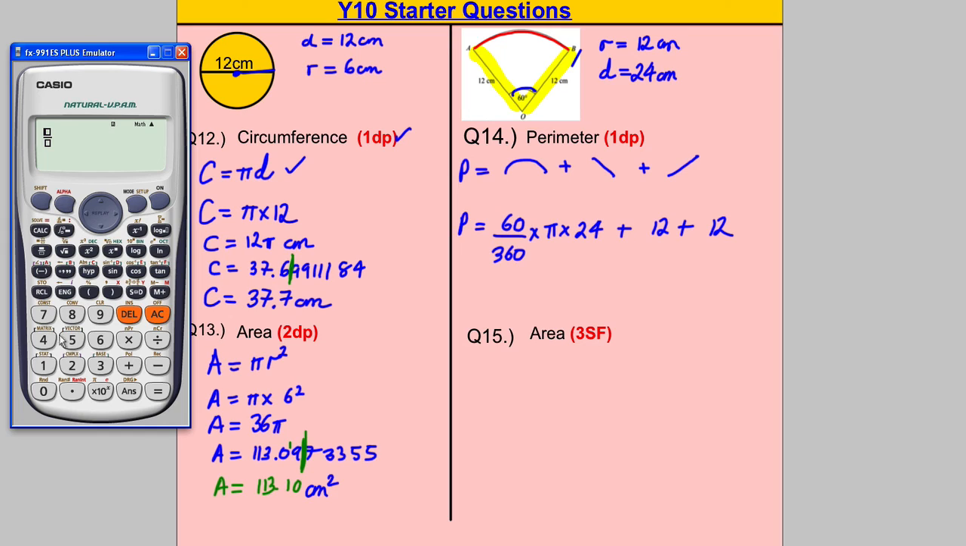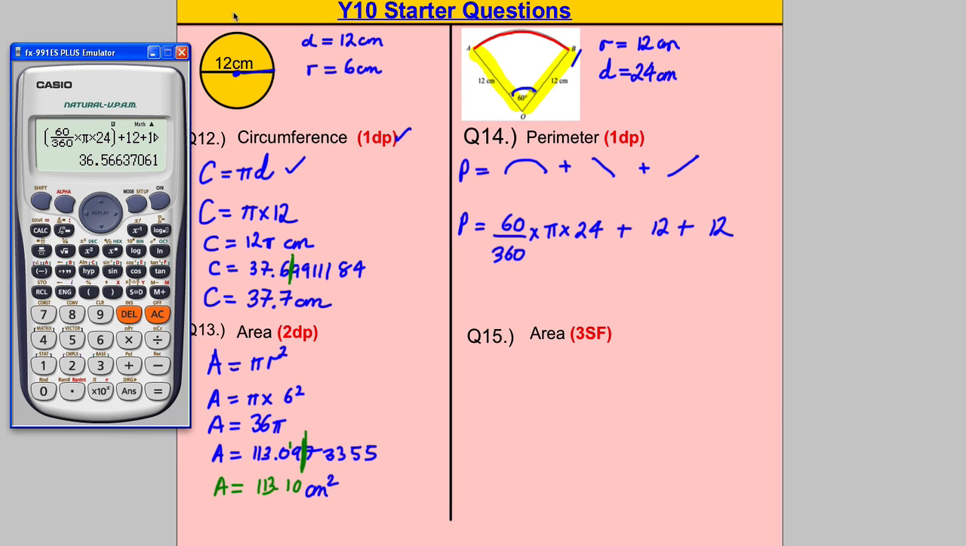Watch this. Fraction button, 60 over 360 multiplied by pi multiplied by 24, and then we could put brackets around that to just show it's 2 separate calculations to keep it clear in our head if we want. And then we're going to add 12, and we get the following.